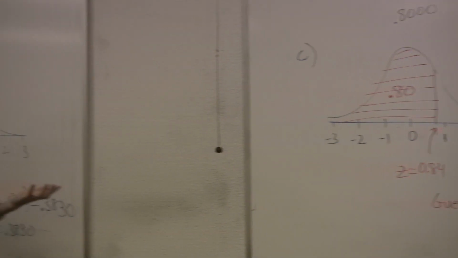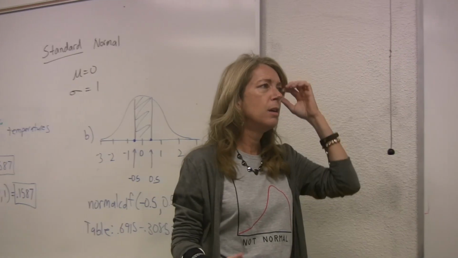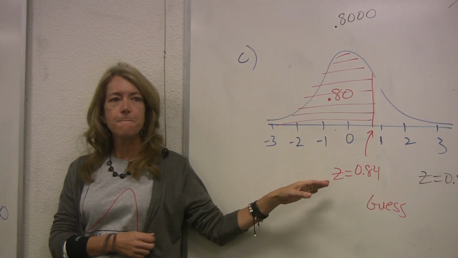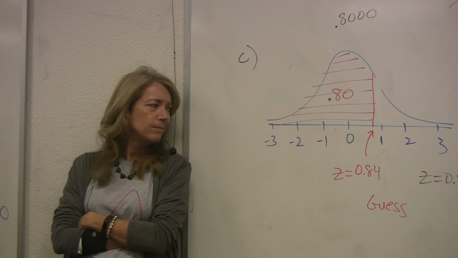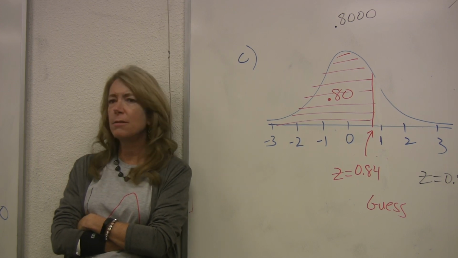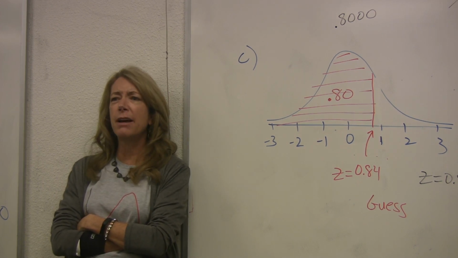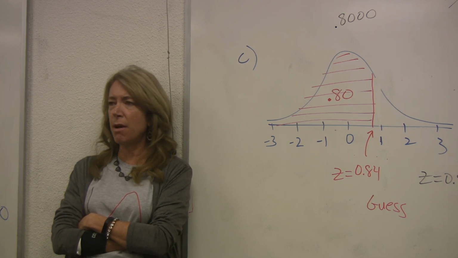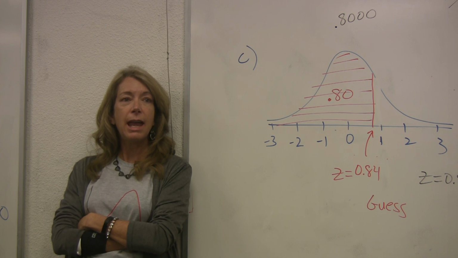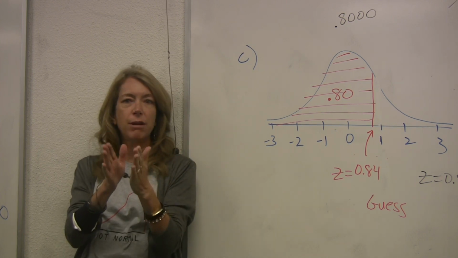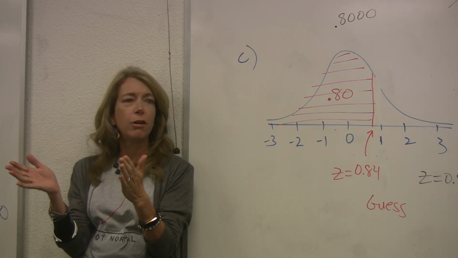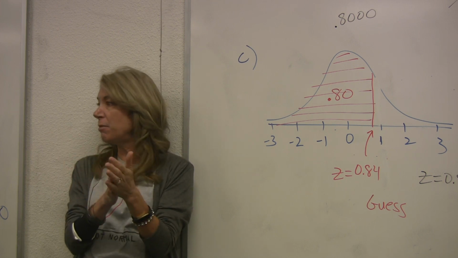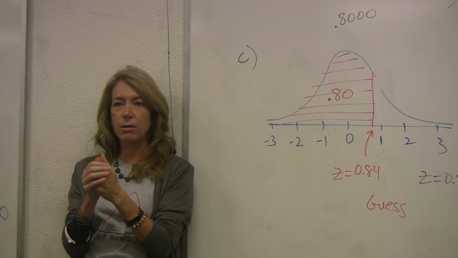What does that have to do with these darn thermometers? 80th percentile, which means 80% of the thermometers have a reading that's less than 0.84 degrees. That's the cutoff. 80% of them are less than 0.84.